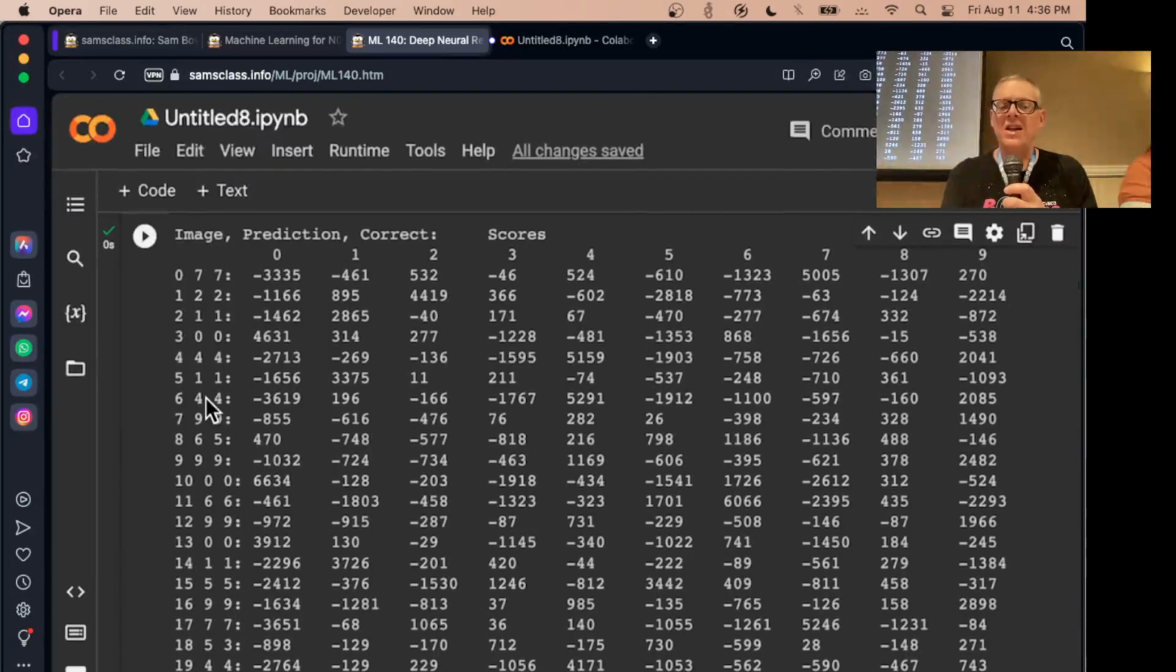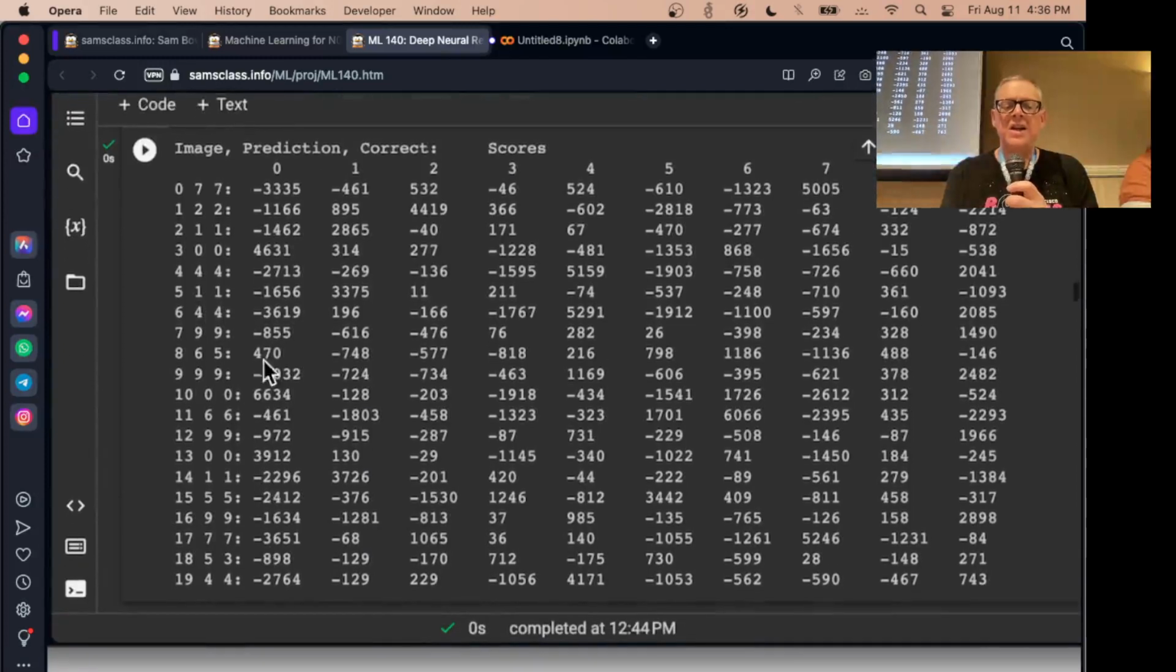You can see it got a lot of these right. This is 1, it predicted 1. The model is very good at sorting. It got this one wrong. It should have been a 5, but it predicted a 3. And I guess it should have been a 3, but it predicted a 5.